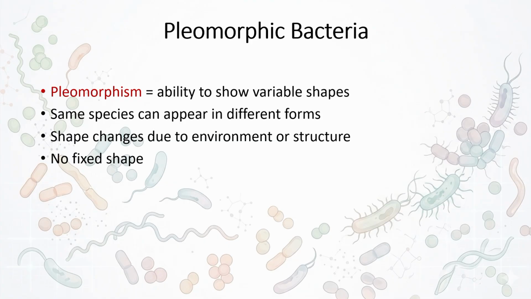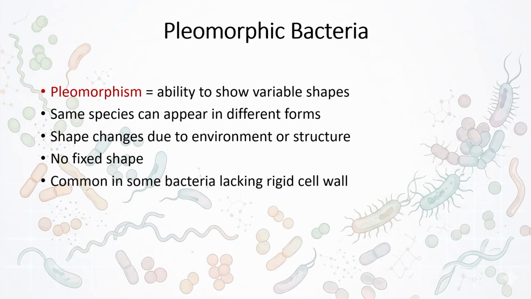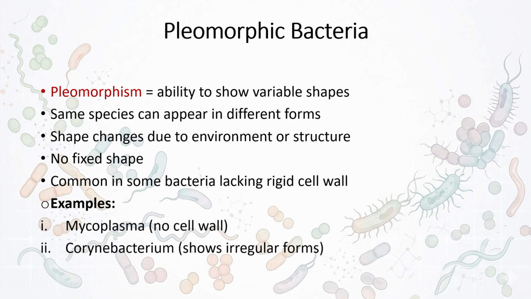So that means there is no fixed shape, and it is common in bacteria which lack a rigid cell wall. See, if there is a rigid cell wall, it cannot change its shape. But bacteria without a rigid cell wall can change their shape. This is known as pleomorphic bacteria. The examples are Mycoplasma. See, Mycoplasma don't have a cell wall, that is why they can change their shape. And Corynebacterium, they are also seen in irregular forms.